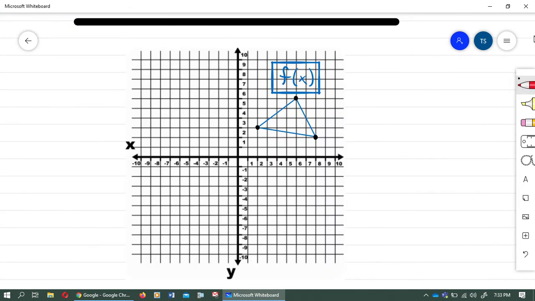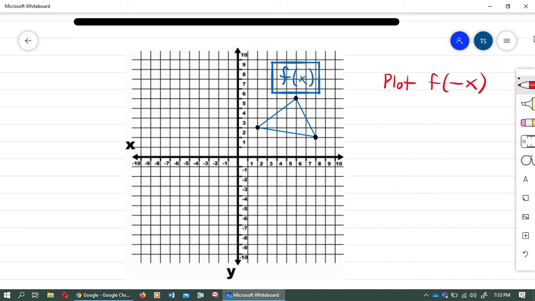Okay, so guys, we've got this coordinate plane here, and I've put a triangle up there, and we're going to call that triangle f of x. We're going to let that be our parent function, and we're going to plot some specific reflections here. So let's reflect that triangle, and let's do it as f of -x.